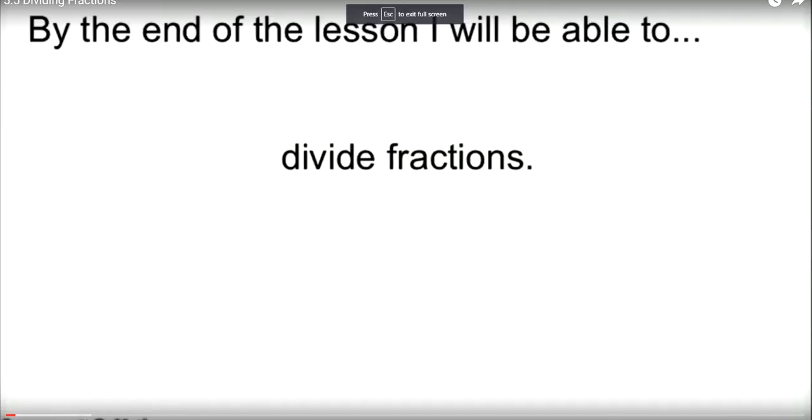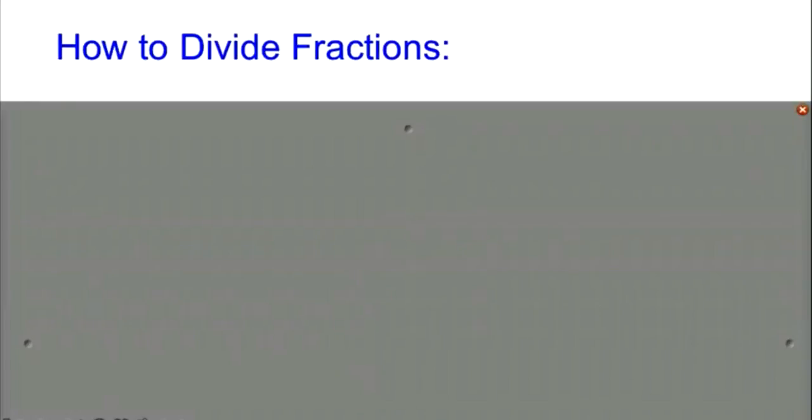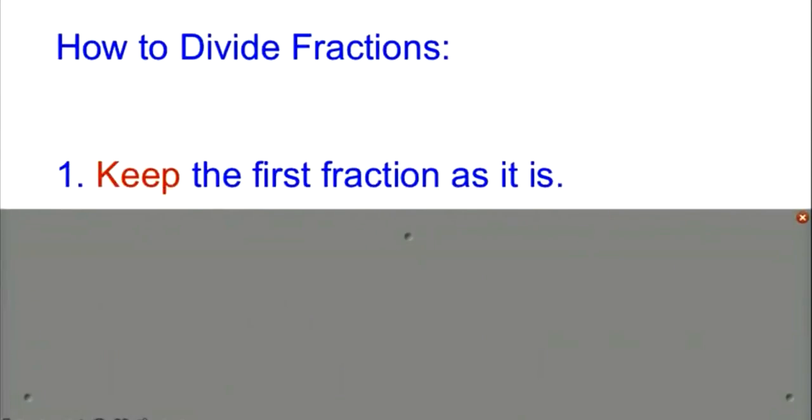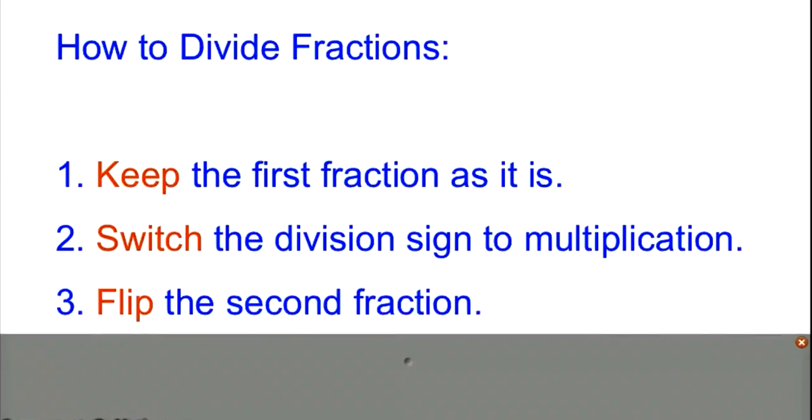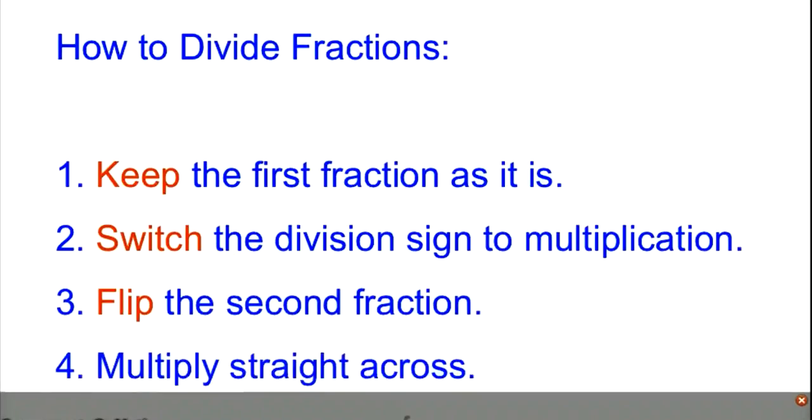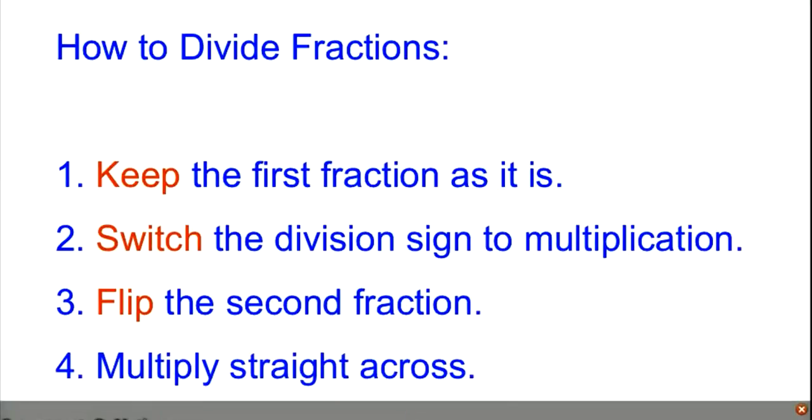By the end of the lesson, I will be able to divide fractions. How to divide fractions. The first thing that you're going to do is to keep the first fraction as it is. Number 2 is to switch the division sign to multiplication. Number 3 is flip the second fraction. And number 4 is to multiply straight across.